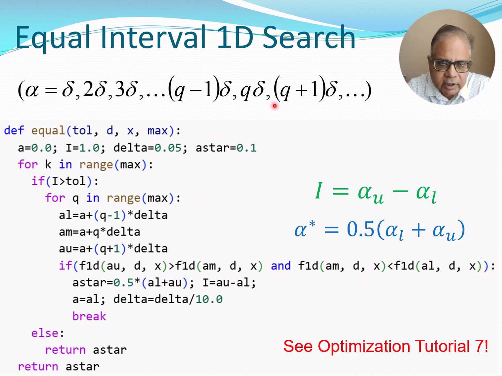So this is required to essentially bracket this minimum point. What happens is that the function value keeps decreasing and then after a point it starts increasing. So that's the bracket here which we have obtained. When this condition in the if statement is satisfied, at this point I can essentially declare a star as the optimal value for alpha, the estimate of the optimal value. I declare I as AU minus AL, or alpha U minus alpha L.